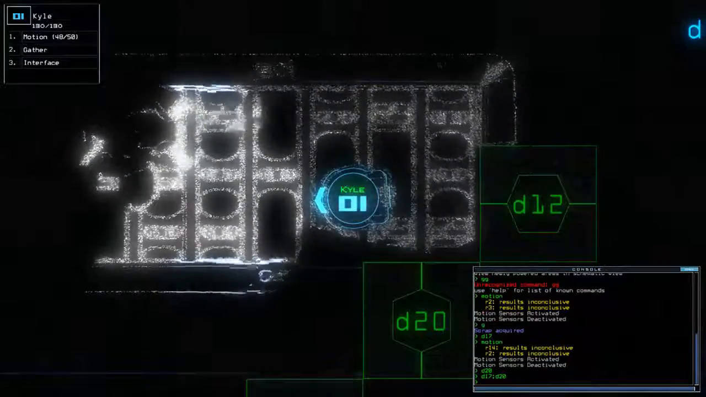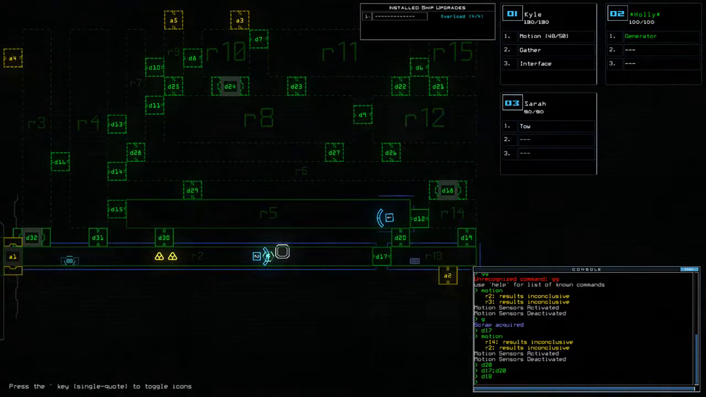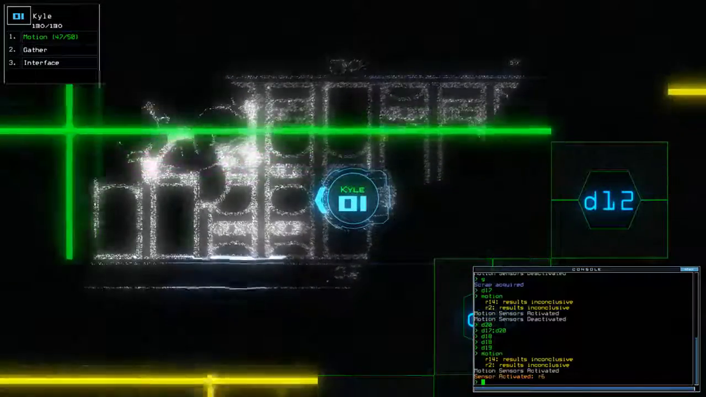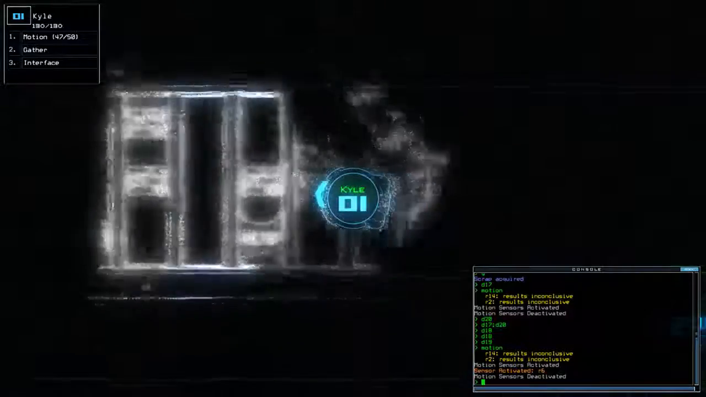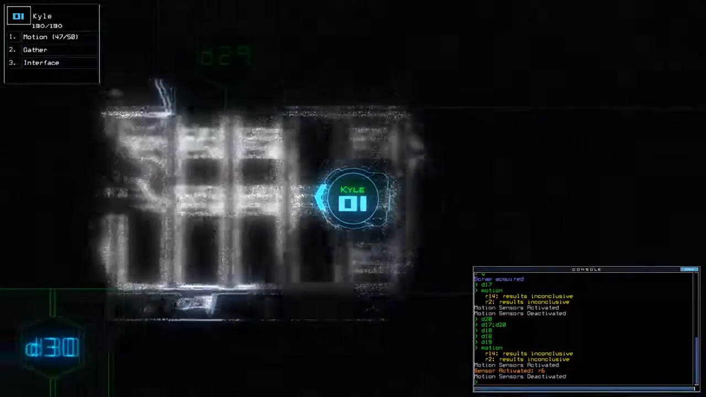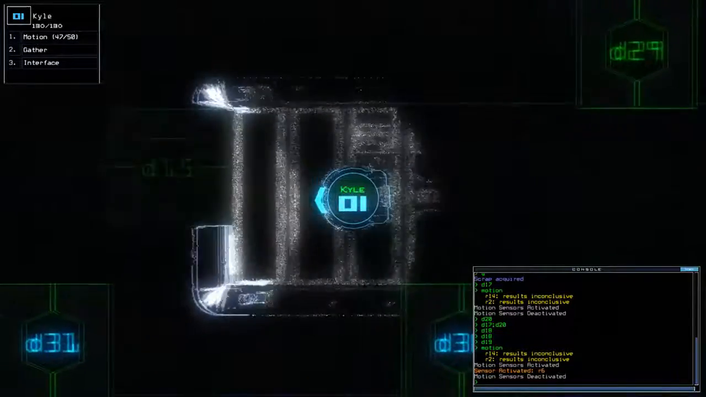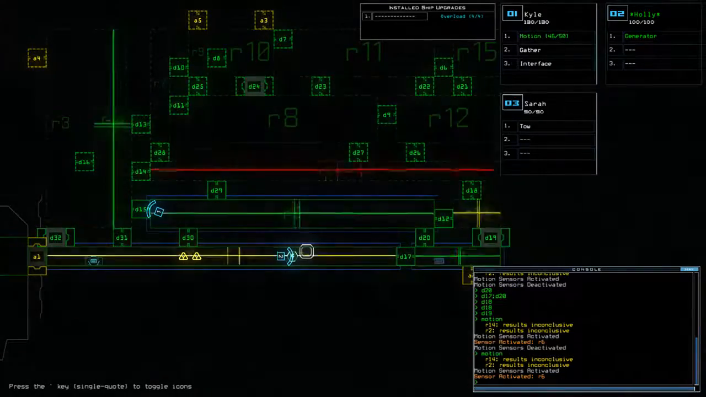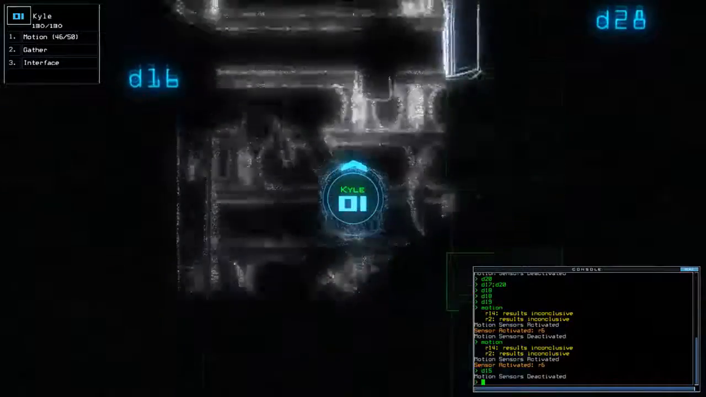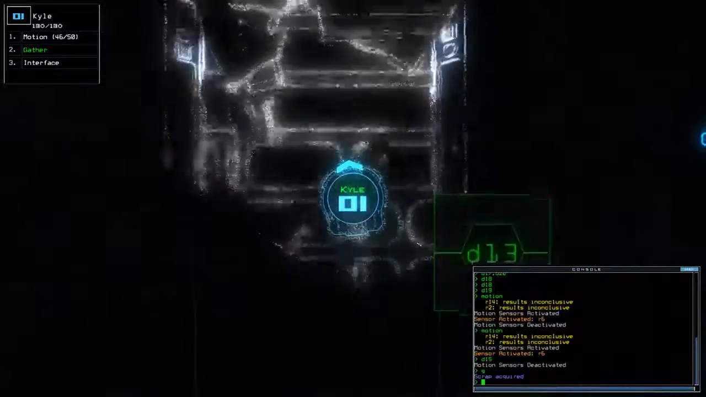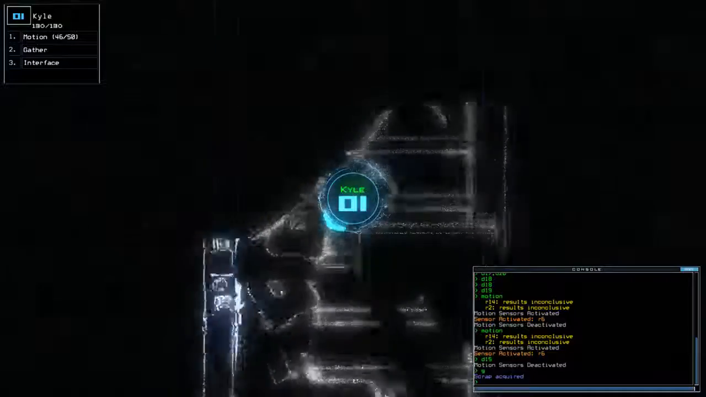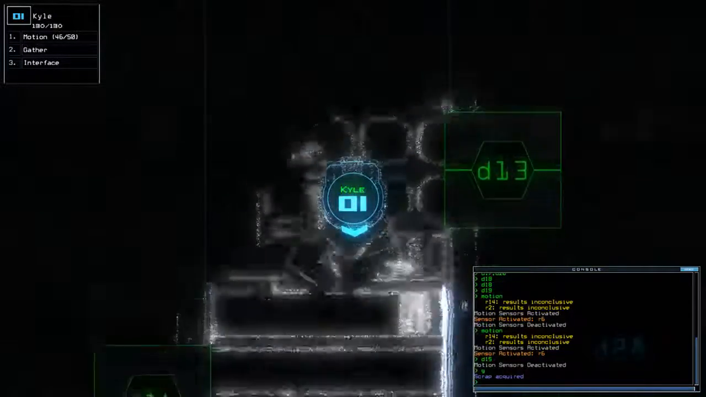D17, D20, D18. Nope, didn't want to do that. Wrong one. D19. There is an infestation in there. A moving infestation as well. And D15 is clear. Running for time. We're good at the minute.